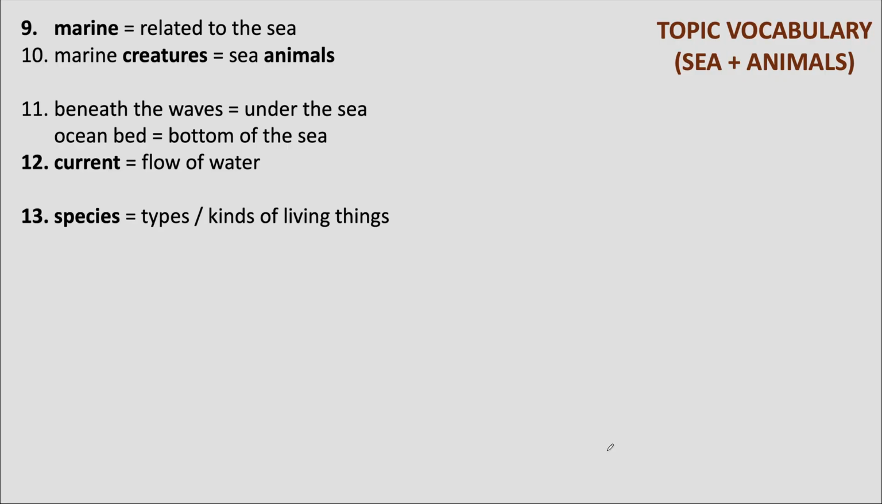Species is a word we see very often in reading passages. It simply means types or kinds of living things. So, in this passage, we see coral species, which means different types of corals.